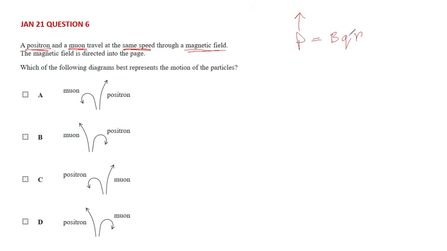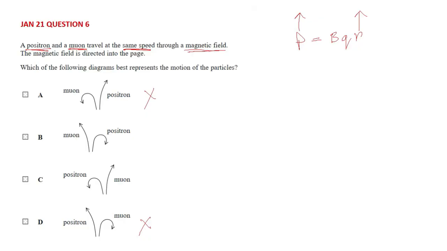So they have the same charge and they're in the same magnetic field. Since momentum is greater, its radius of curvature would be greater. But for option A, it shows a smaller radius of curvature. So A cannot be the answer. Muon has a smaller radius of curvature in option D as well, so this cannot be the answer either. So my answer is between B and C. B and C both show a greater radius of curvature, but both cannot be the answer.